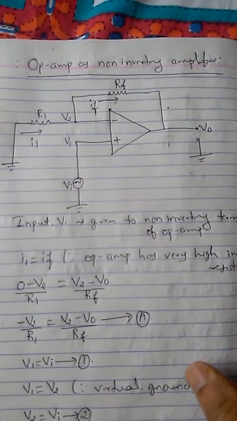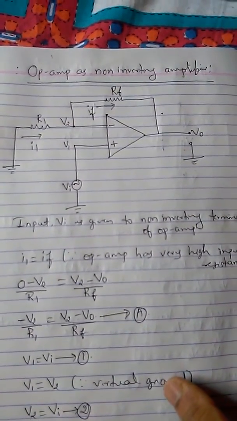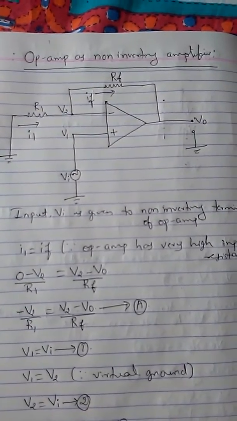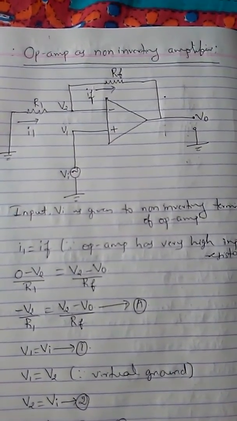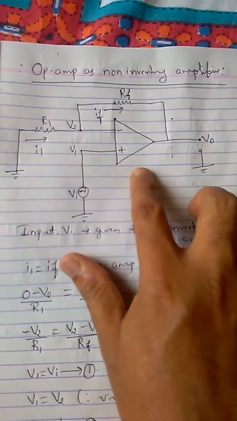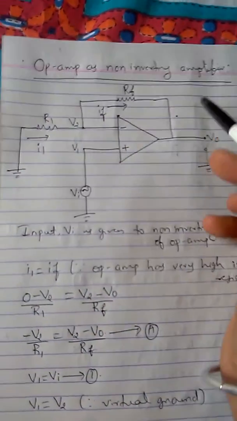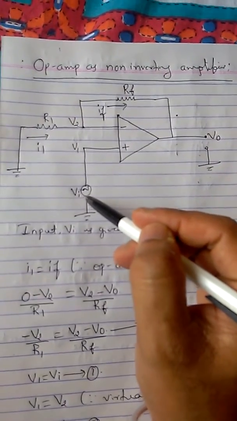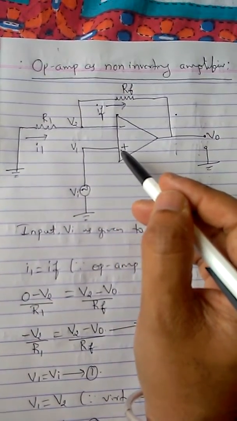Hi, today we'll discuss one more application of op-amp, that is op-amp as non-inverting amplifier. So this is the circuit diagram for non-inverting amplifier. So what we are doing is we are giving input, that is Vi, to the non-inverting terminal of the op-amp.